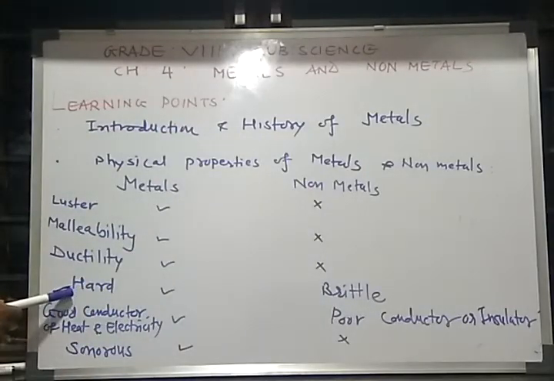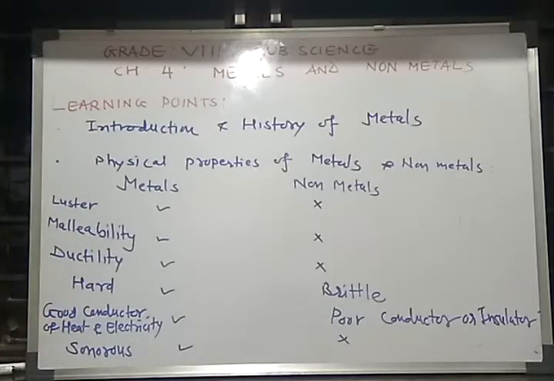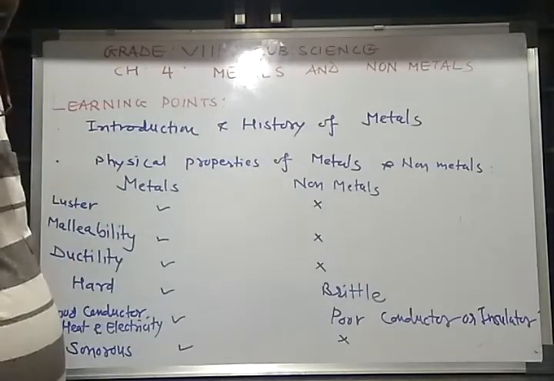Metals generally have a hard form. Metals are in the solid state. Generally all metals are solid in nature, but there is only one exception, that is mercury. It is in liquid state at room temperature.